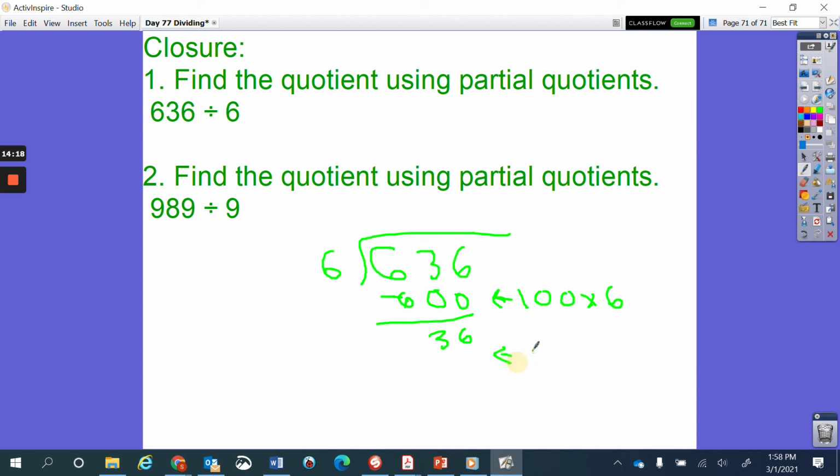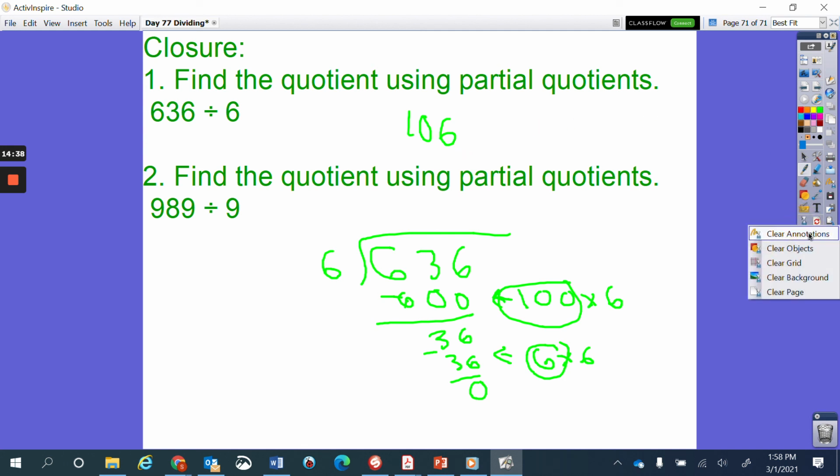I then can take out 6 groups of 6, which is 36. Ooh, no remainder. That worked out really nice for me. So I have 100 plus 6 giving me 106 as my quotient. 106.